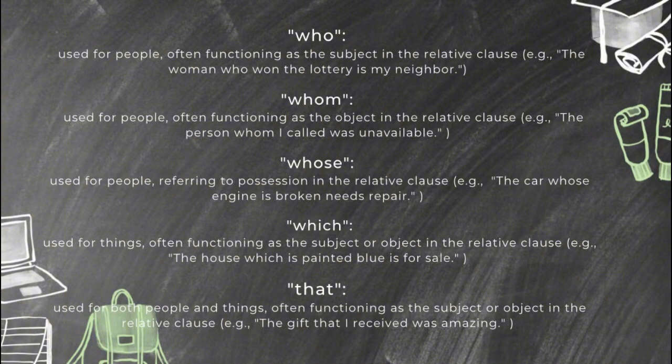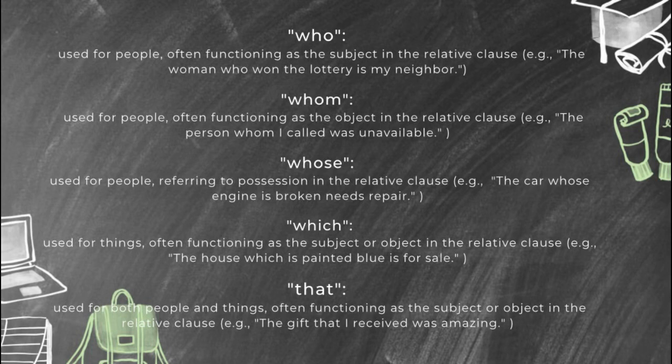The next one is whom. It's used for people, often functioning as the object in the relative clause. For example, the person whom I called was unavailable. Whom is a relative pronoun that refers to people and acts as the object of a verb or preposition within the relative clause. So the object of the verb of that example is the word called.